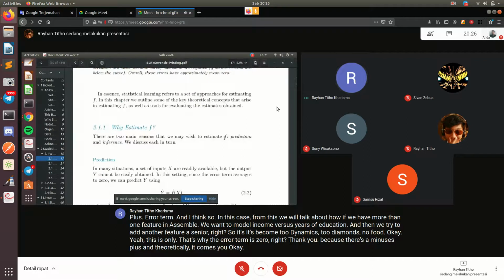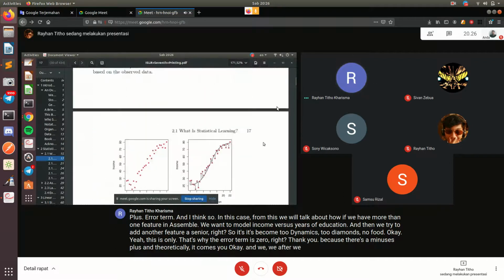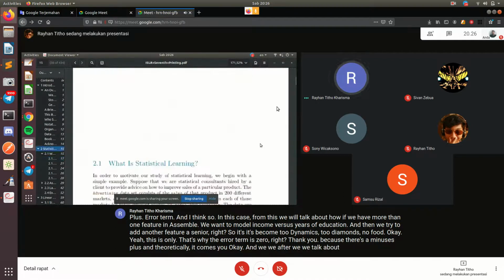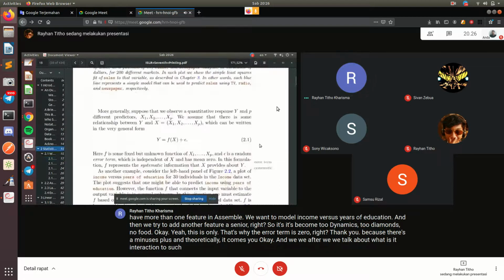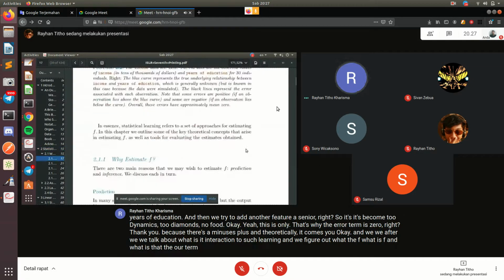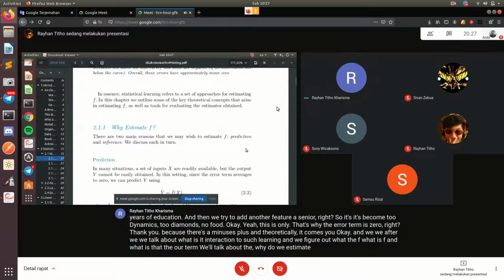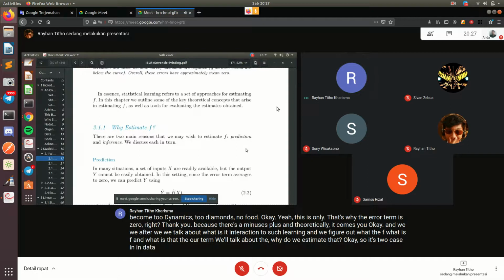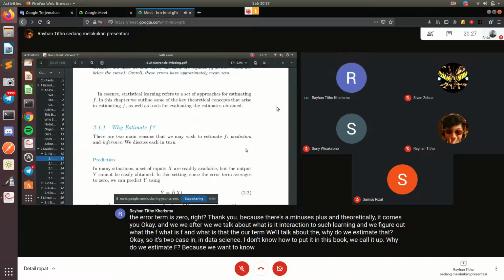After we talk about the introduction to statistical learning, and we figure out what F is and what the error term is, we'll talk about why we estimate F. There are two cases in data science. In this book, we call it why do we estimate F? Because we want prediction and inference. So it is really simple.